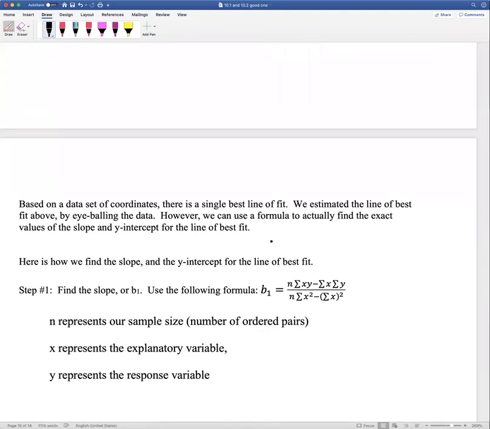So based on the data set of coordinates, there is a single best line of fit. We estimated the line of best fit above by eyeballing the data, just by drawing a bunch of lines until we figured out what was the best line that could fit with that data. However, we can use a formula to actually find the exact values of the slope and the y-intercept for the line of best fit. So that is this line that I just drew above.